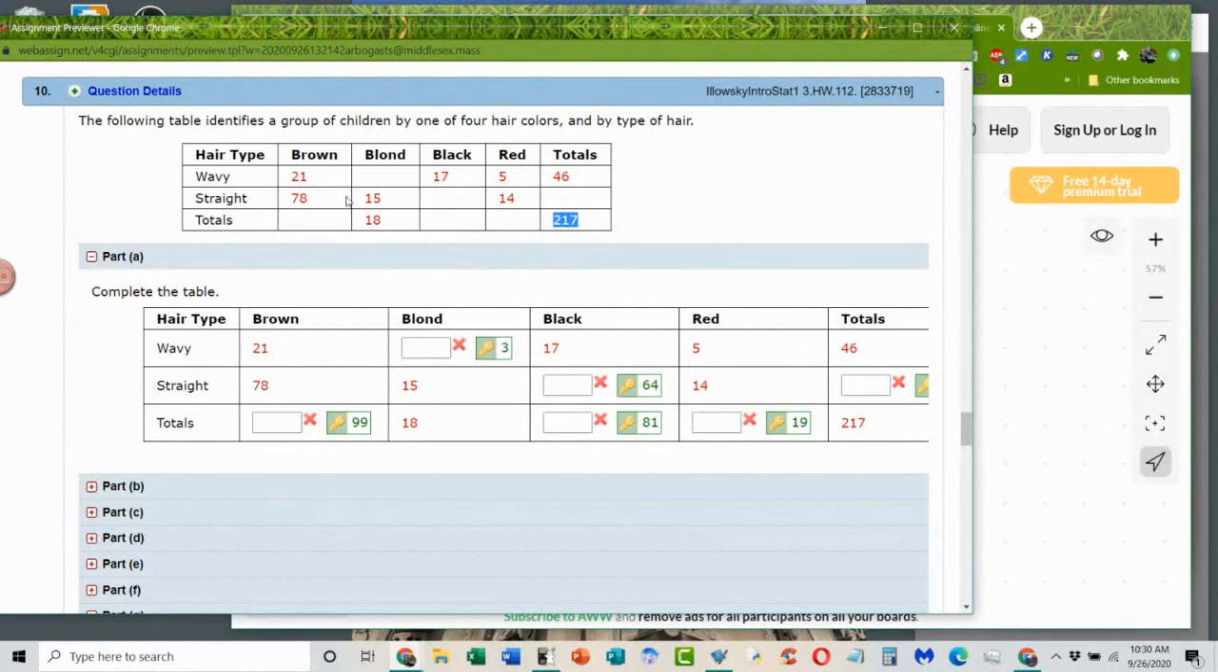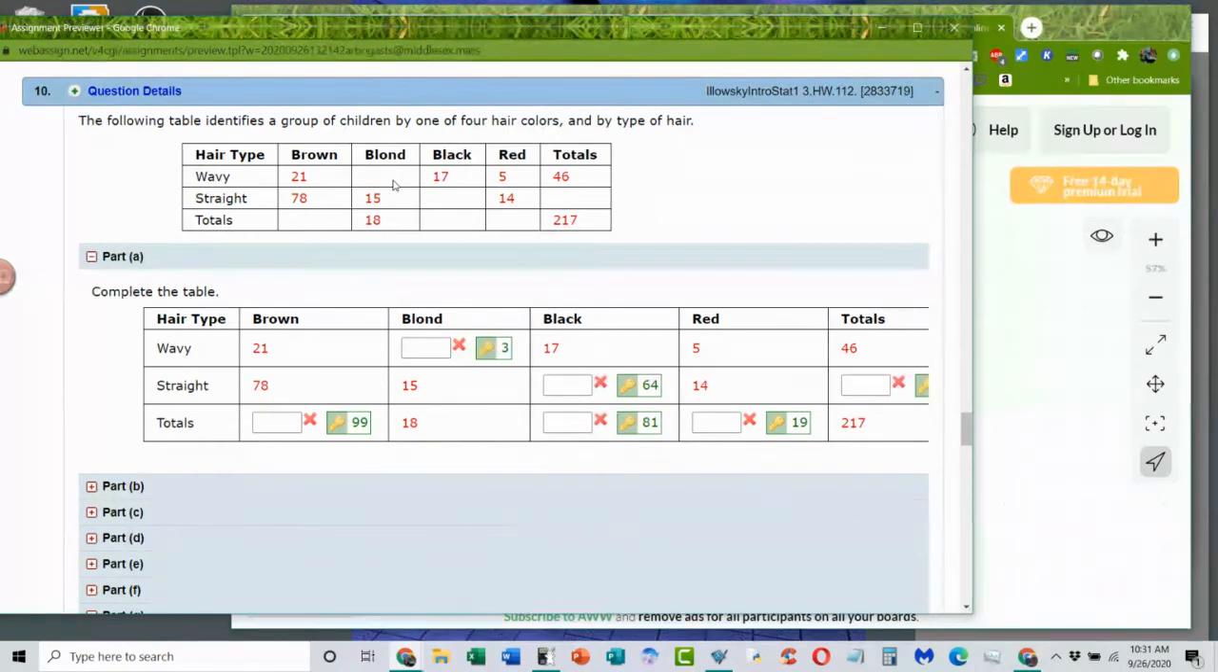And contingency tables allow us to easily do conditional probabilities because this number here is 17 out of the 46 people had wavy black. Given that they had wavy hair, 17 of them had black hair. So 17 out of the 46 is the probability that you had black hair given that it was wavy. Given that it's blonde, 15 out of 18 had straight hair. But 15 out of everybody had straight blonde hair. So I can easily see percentages, I can see probabilities of intersections and conditionals.